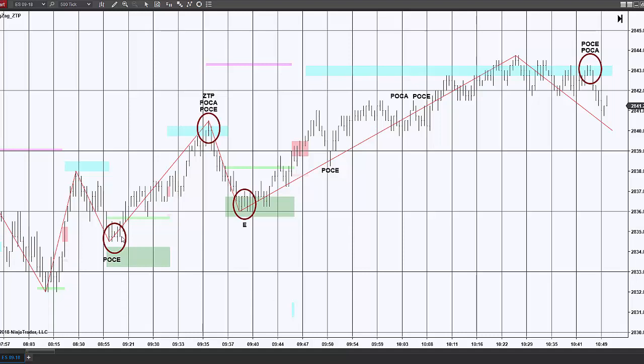The first trade down here goes off at 9 o'clock. Pretty routine. We have a point of control extension trade, and without much problems it takes us straight into the blue counter trend zone. At the blue counter trend zone, again a pretty routine entry. We develop a ZTP order flow, point of control absorption, and a point of control extension.